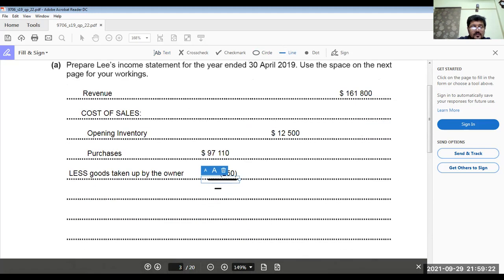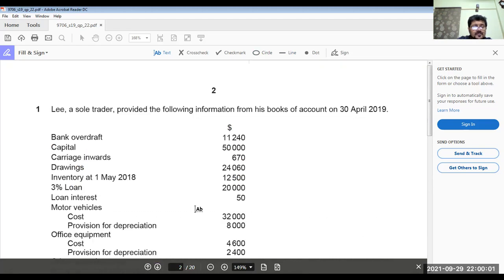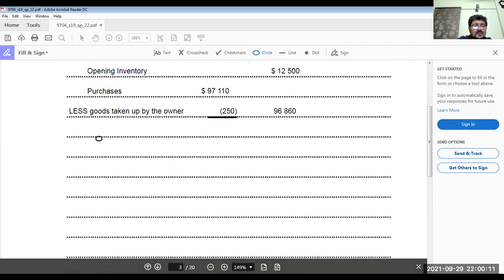Now, the amount is 97,110 minus 250, which is 96,860. Now, what next? Carriage inwards. How much? 670, that is going to be added in the cost of sales. Carriage inwards.